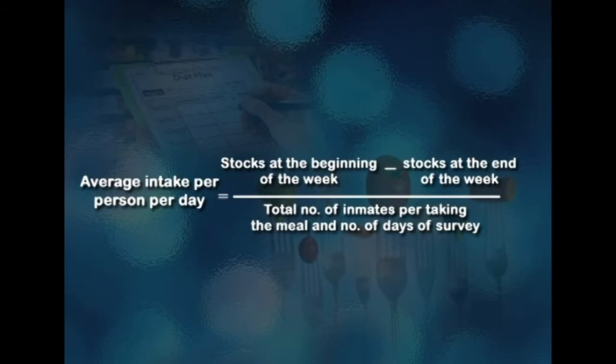A reference period of 1 week is desirable. This method can also be used for assessing food consumption at household levels, provided the respondent maintains a regular record of the food that has been taken. There is a formula with the help of which you can calculate the average intake per person per day, that is, the stock at the beginning of the week minus the stock at the end of the week, divided by the total number of inmates per person who is taking the meal and the number of days of the survey.